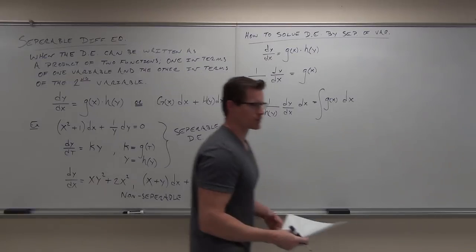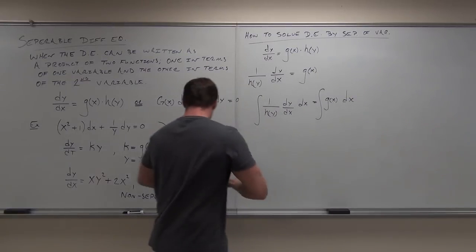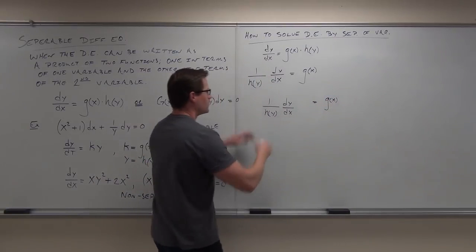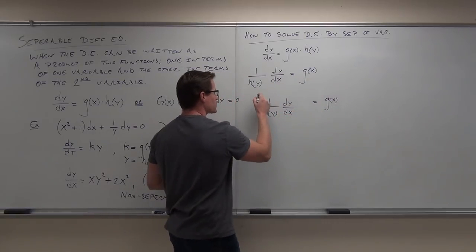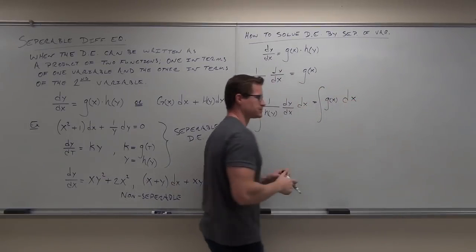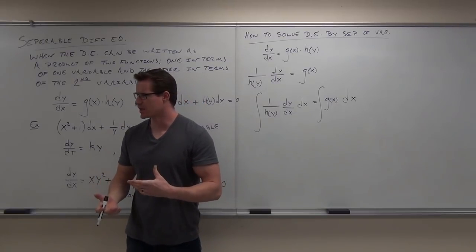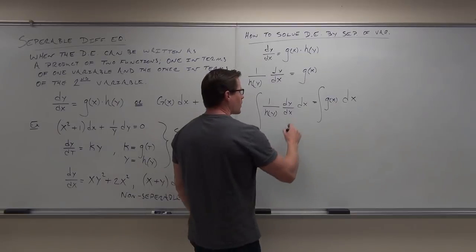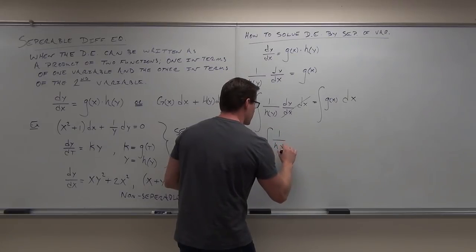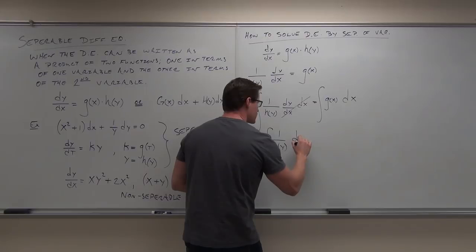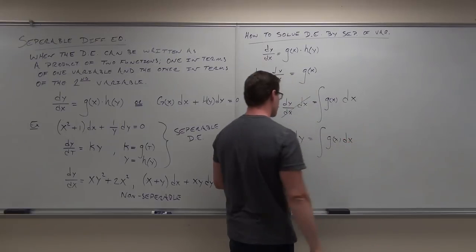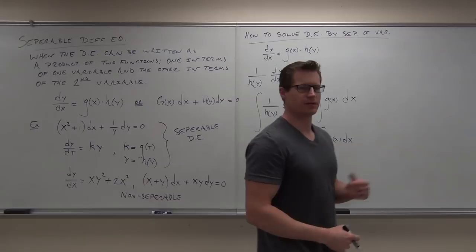So maybe I can write in a different color so you can see what I'm doing here. We're going to integrate with respect to x on both sides. Okay, see that I did the same thing on both sides. What's interesting about doing this is that our dx's are gone. That changes this into an integral of 1 over h of y with respect to y, equals the integral of g of x with respect to x. You guys okay with that so far?